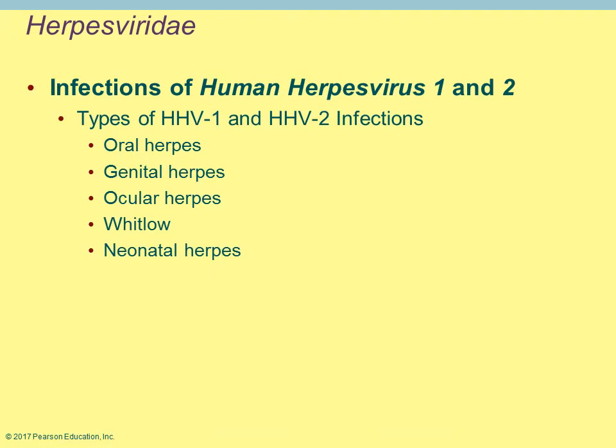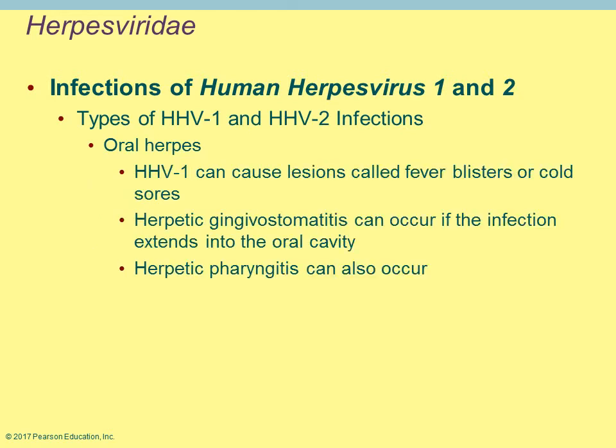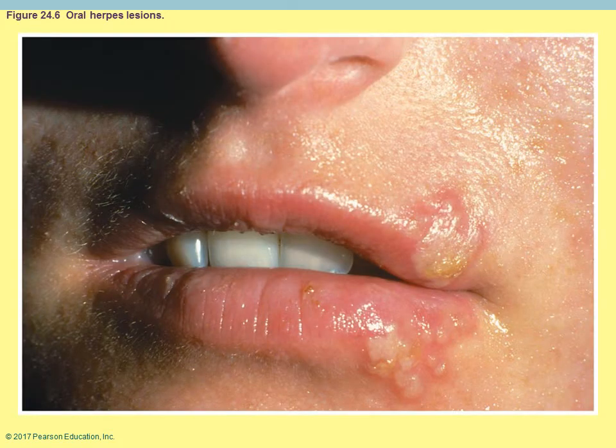Types of infections caused by HHV1 and HHV2: oral herpes, genital herpes, ocular herpes, Whitlow, and neonatal herpes. Oral herpes, typically human herpes virus 1 or HHV1, can cause what's known as fever blisters or cold sores in the oral cavity. That can cause infections along the gum line. It can also cause infections in the pharynx. And here is an example of oral herpes lesions.